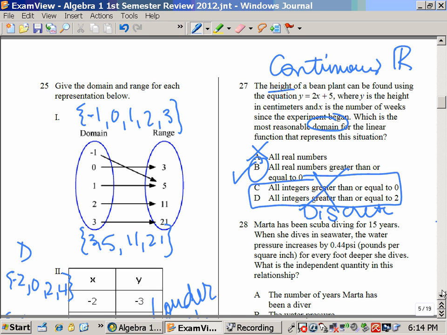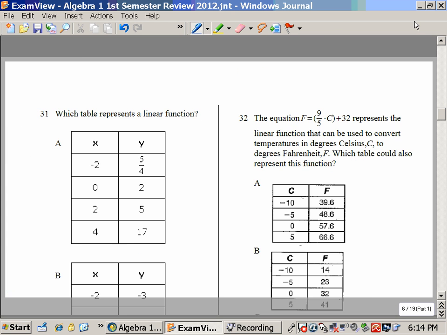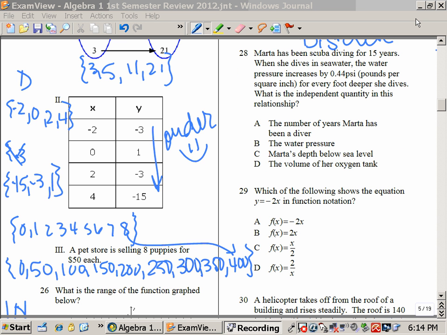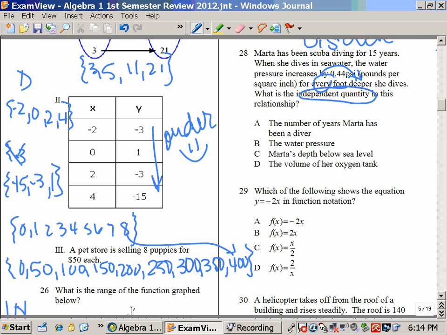Number 28. I have to find the independent quantity. In order to find the independent quantity, I can look for the word each, per, or every. Here's the word every, and right after the word every is going to be my independent. Since it says every foot deeper she dives, C is the answer because that is her depth below sea level.